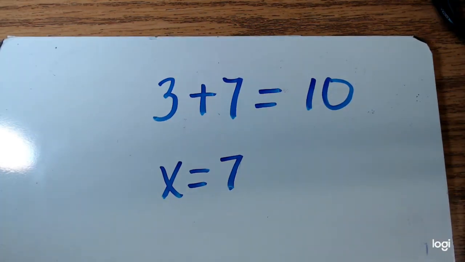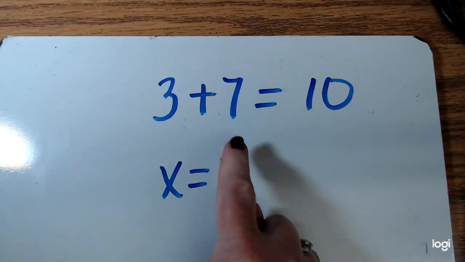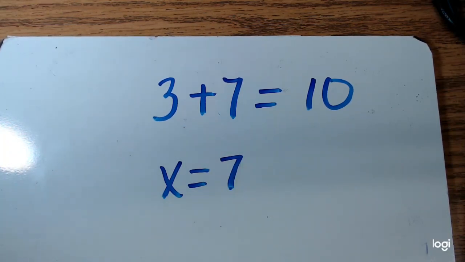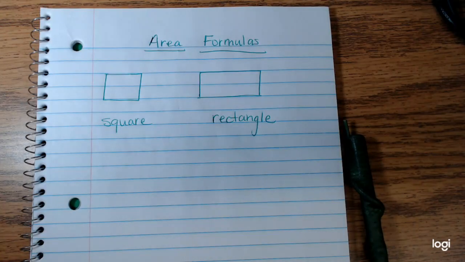Area formulas are very similar. I'm going to give you a formula, and we're going to substitute a number in for that variable to solve. Okay, so let's go ahead and get started. So the first two shapes we're going to look at today are a square and a rectangle.